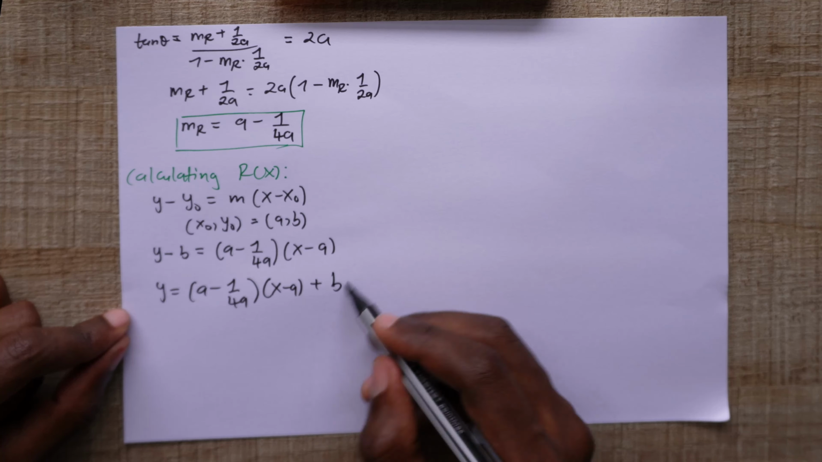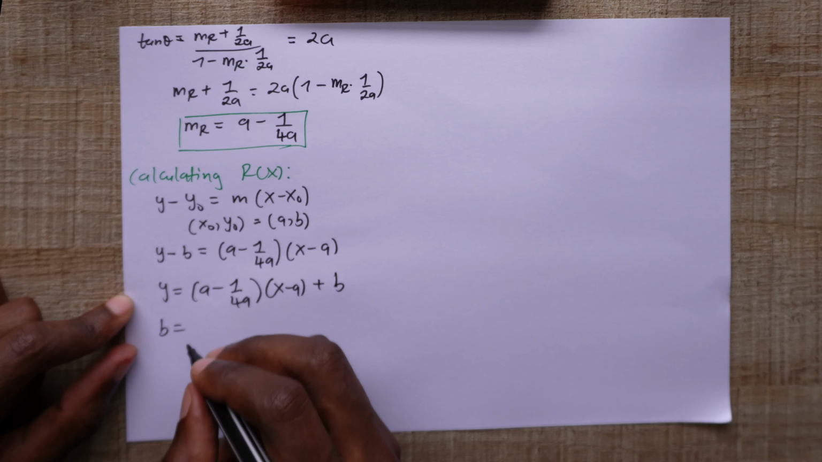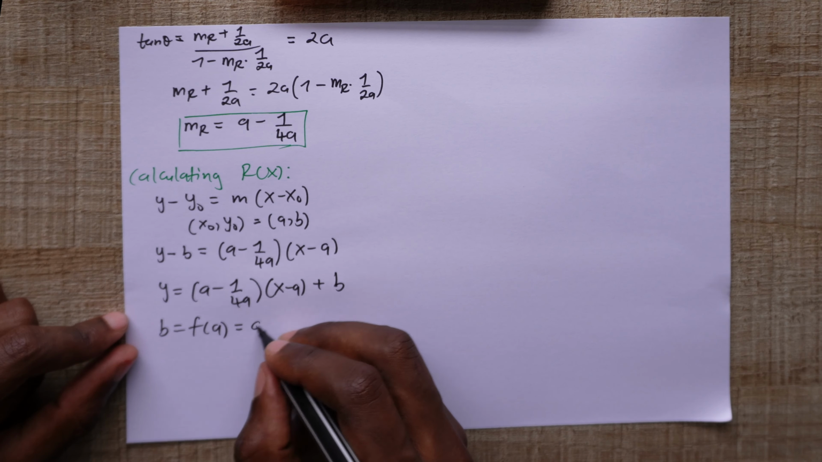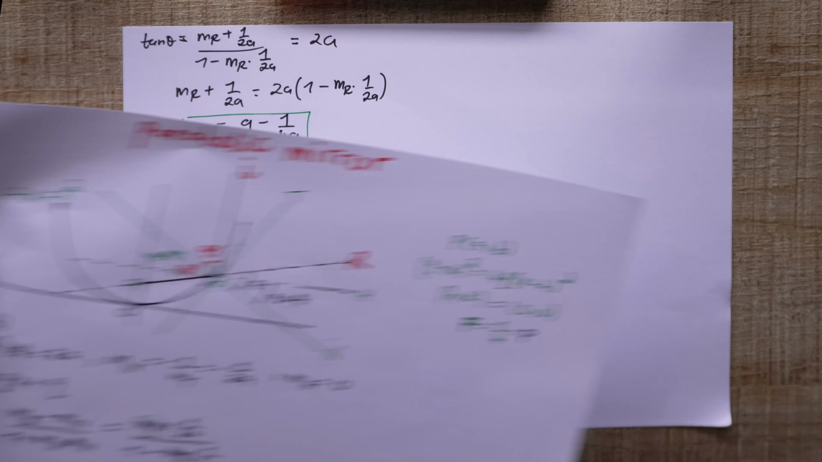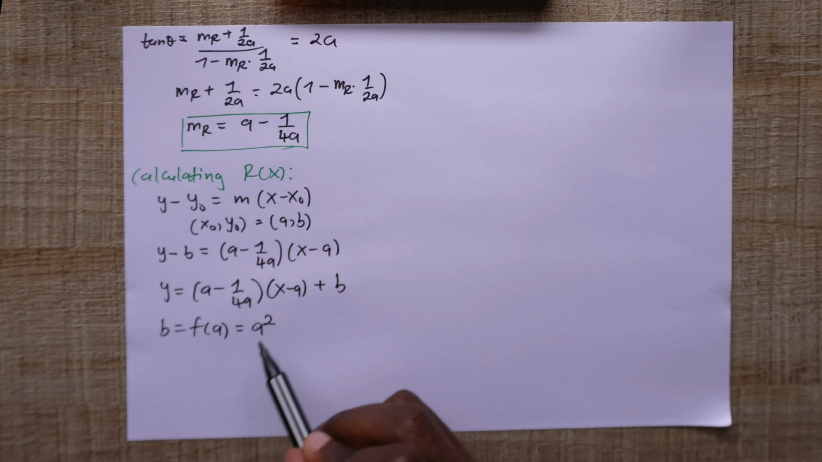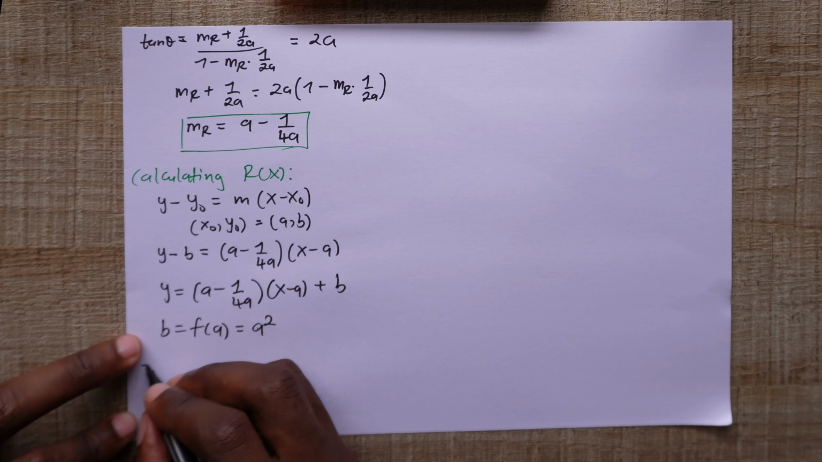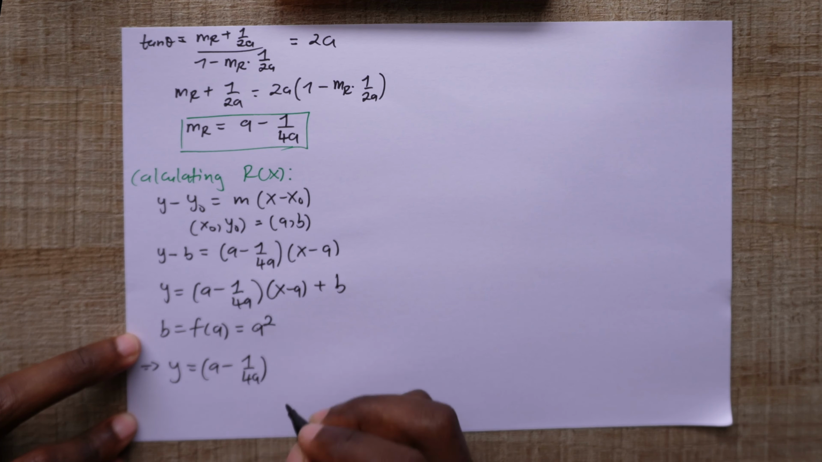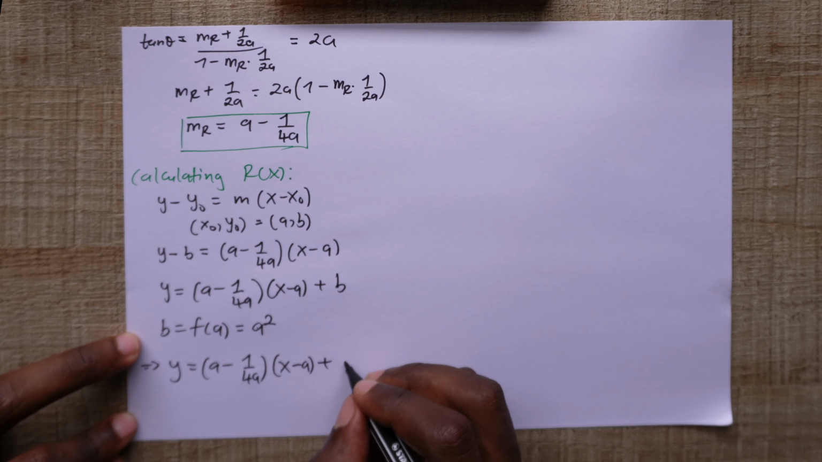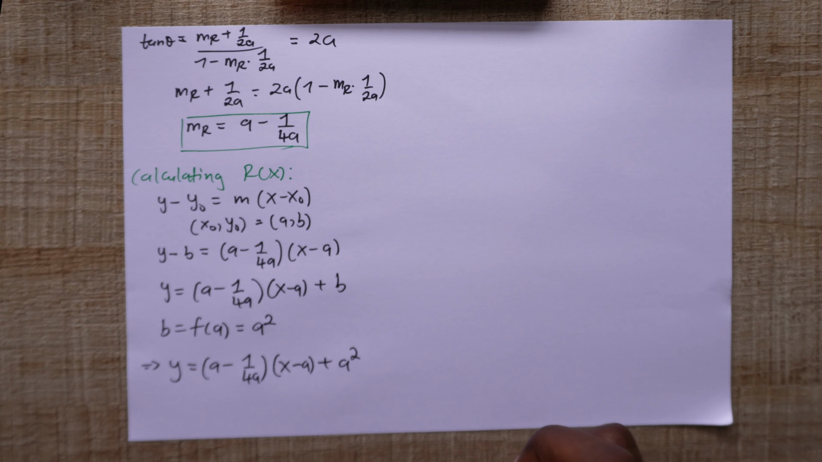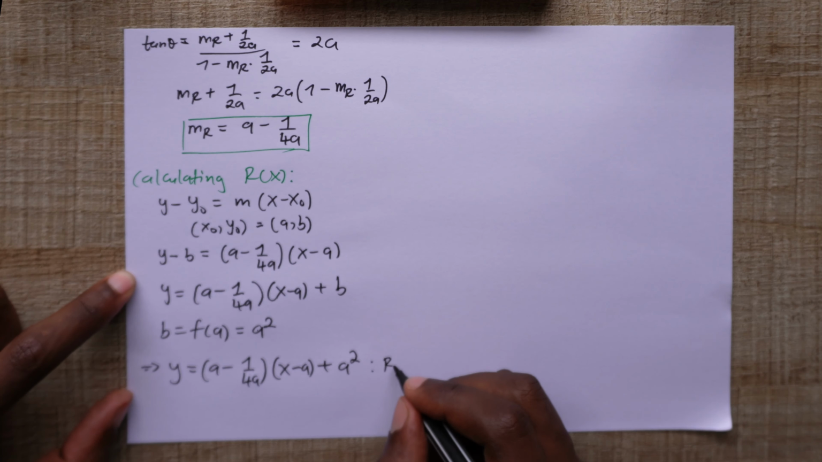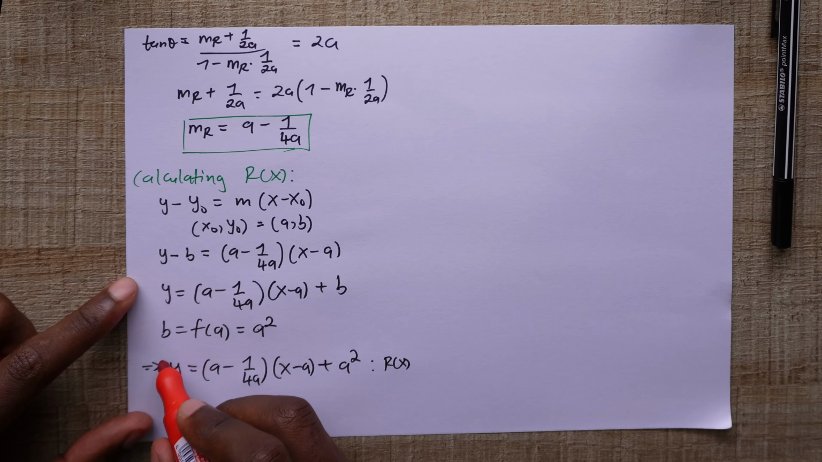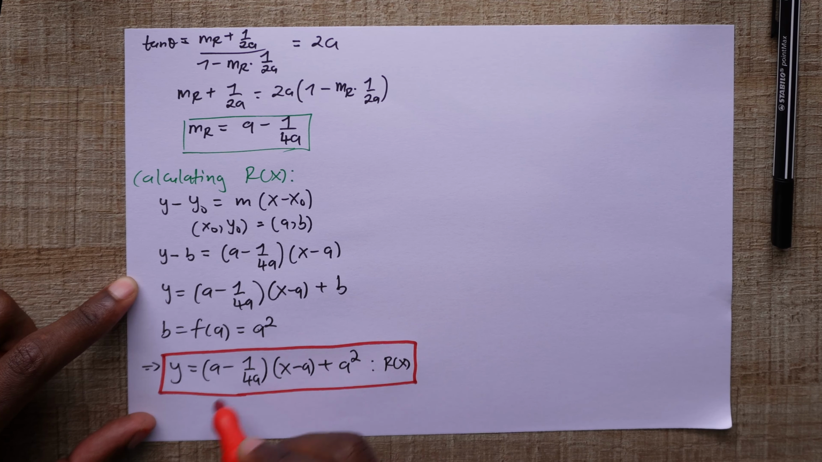Okay, but then we can also express b in terms of a, because b is just f of a. And if you recall, f of x was just x squared, so f of a is a squared. So overall, we're going to have y as a minus 1 over 4a times x minus a plus a squared. So this r of x, if you want, is the Cartesian equation of that reflected ray. So I'm just going to put it in a box.